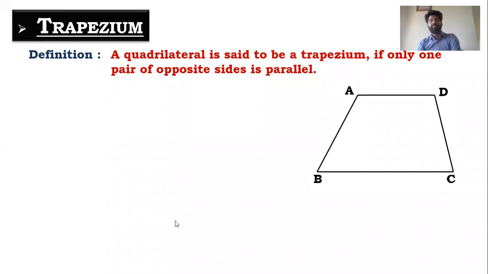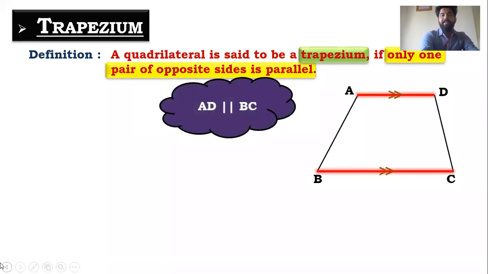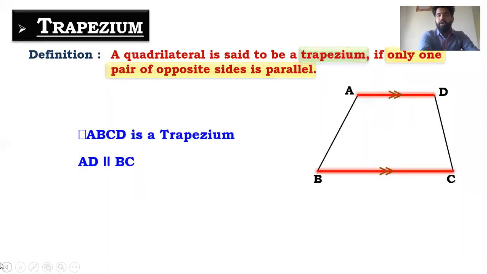Perfect. All right. So, listen carefully. In a trapezium, out of these two pairs, only one pair will be parallel to each other. So only AD is parallel to BC. The other one is not.